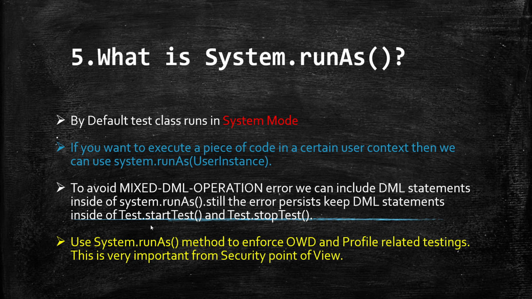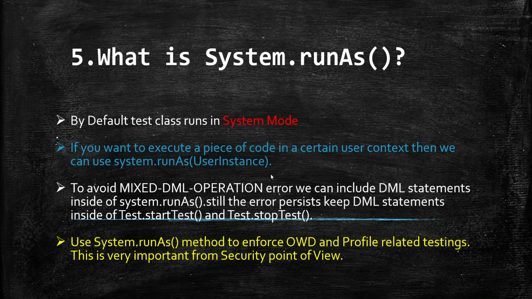Okay, and there is another use of System.runAs. It avoids the mixed DML operation error. We can include the DML statement inside System.runAs, and if the error still persists, keep the DML statement inside Test.startTest and Test.stopTest. Use the System.runAs method to enforce sharing rules and provide profile-related testing, which is very important from the security point of view.